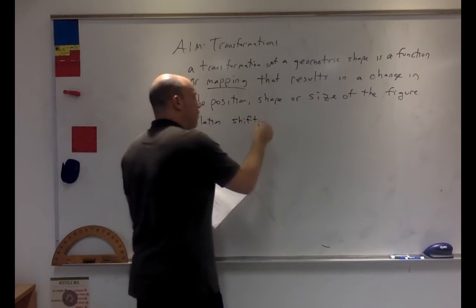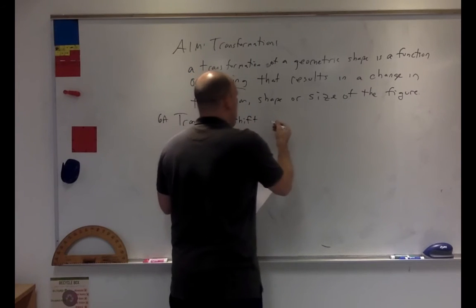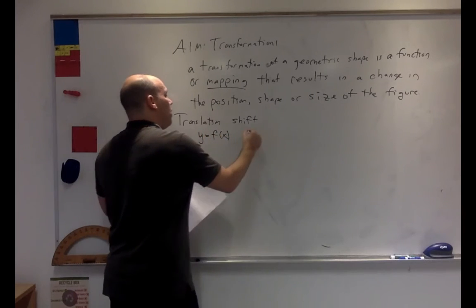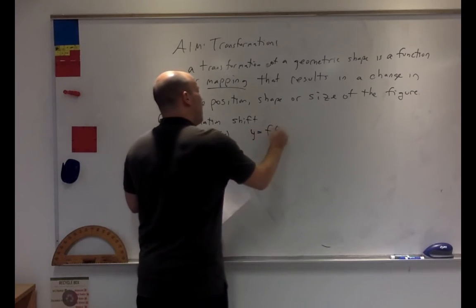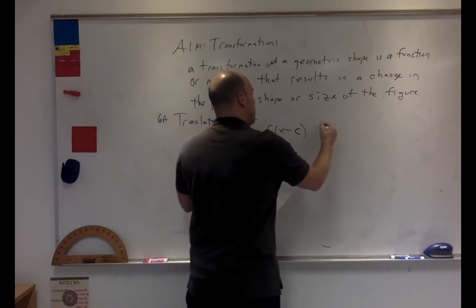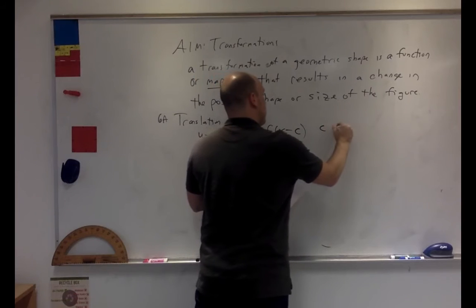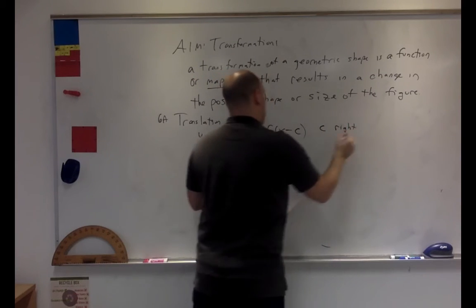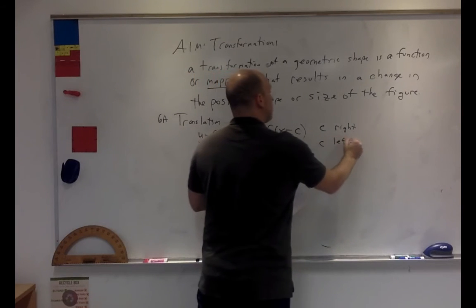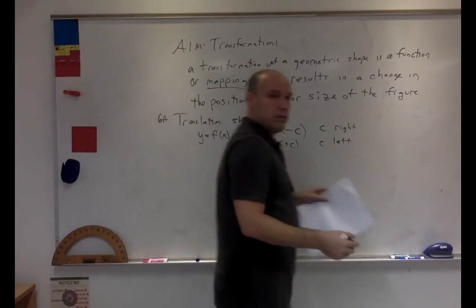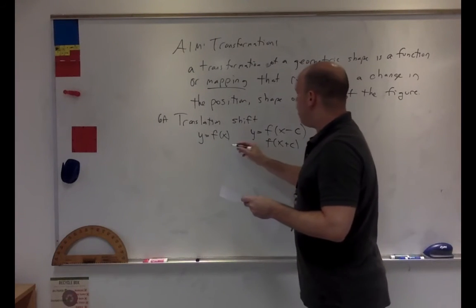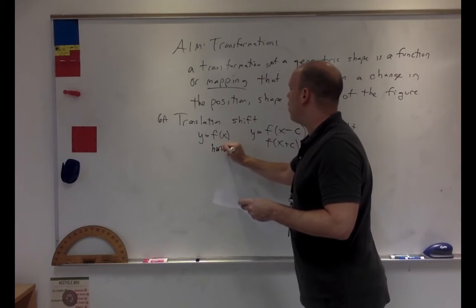So you have to be careful with the first one. So we're going to start off with a function. If we have f, a function, then if we have x minus c, this is c to the right, and if you see x plus c, it's c to the left. Now this is horizontal.